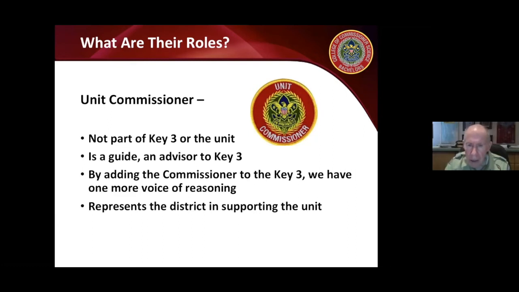The unit commissioner also represents the district and offers support to that unit. We don't always have unit commissioners available to every unit. We intend that they have one, and when we do, that person is representing the district as well as serving as a guide and helper to that Key 3.